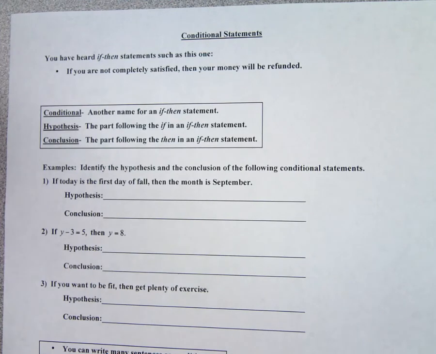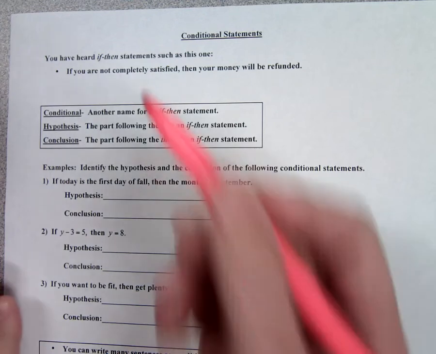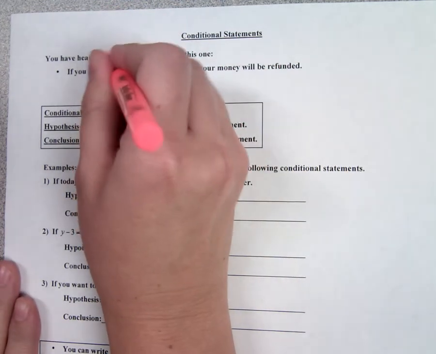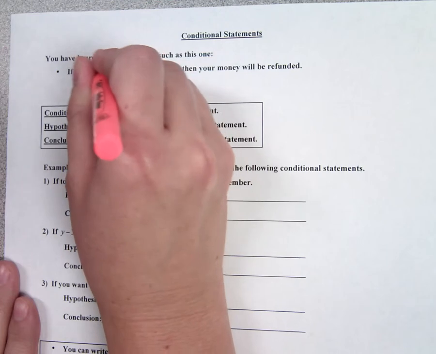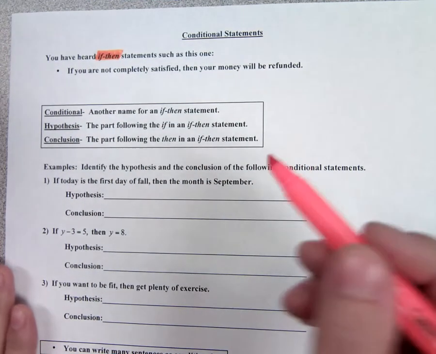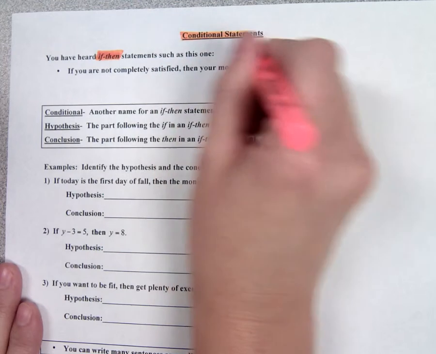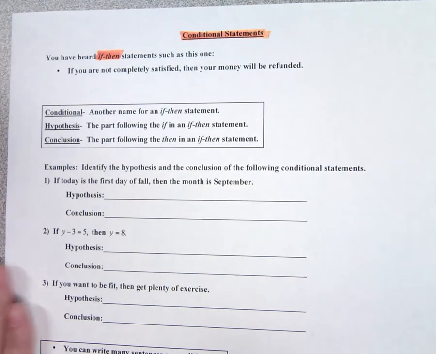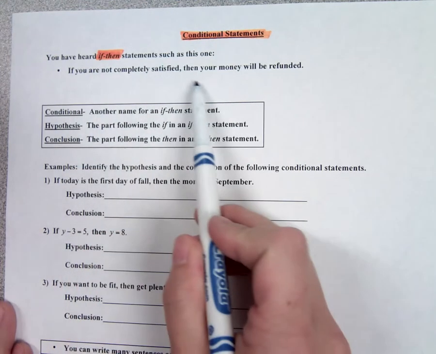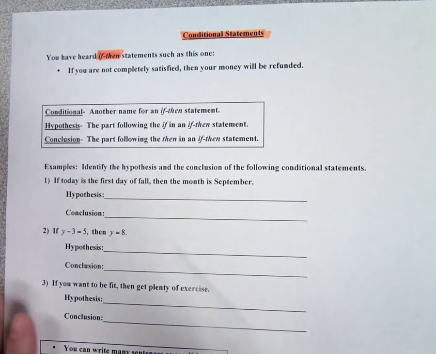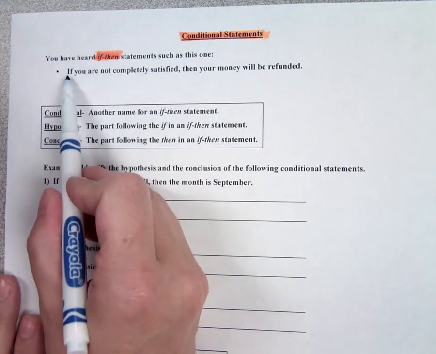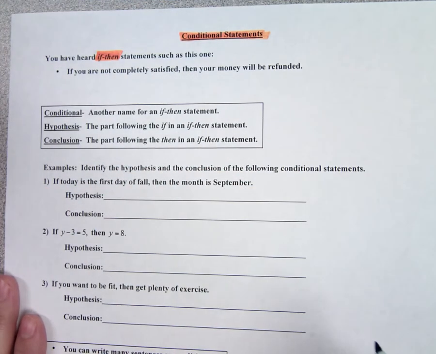This lesson today is on conditional statements. If you haven't heard of what a conditional statement is, it is an if-then statement. Anytime you hear "if something, then something," that is considered a conditional statement. So, it's simply an if-then statement. For example, if you are not completely satisfied, then your money will be refunded. This is a conditional statement because it's simply an if-then statement.